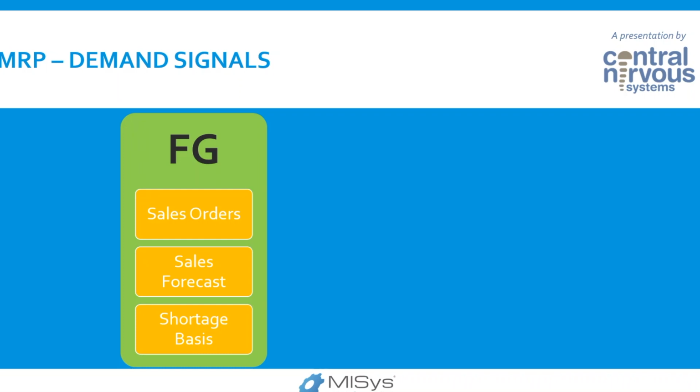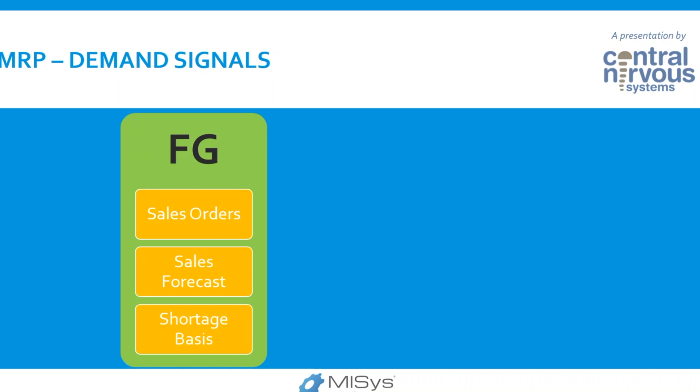Now, another signal can be sales forecast. This is not an actualized order from the client or the customer, but rather what our sales department is estimating our sales are going to be in the near and maybe not so near future. And we can enter this as well into MISys for the finished goods step as one of the demand signals.